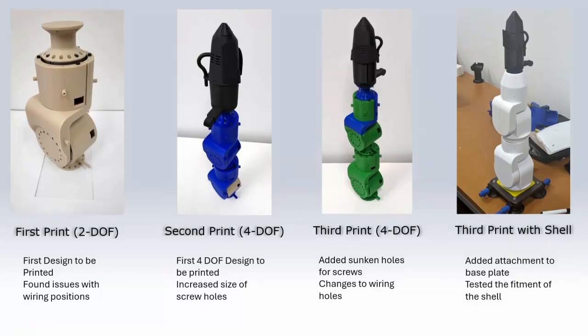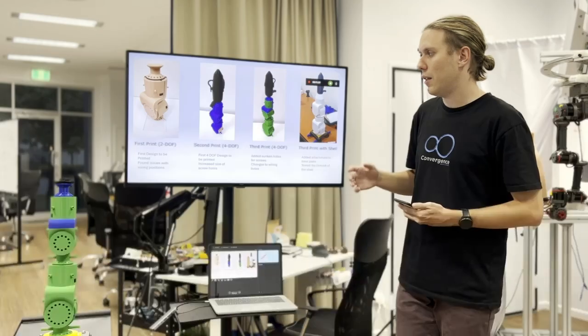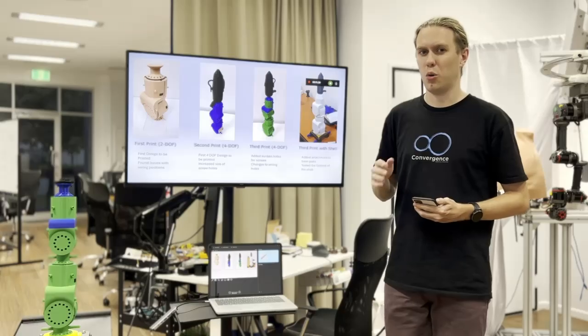So here's the design of the tests that I printed out. My first print was only of 2 degrees of freedom, because those are the only motors that I could find. The whole point of the test was to check whether my designs were correct and they fitted, and also to check that the engineering drawings provided by the manufacturer were correct, which I found out to be not true. The first design worked very well apart from the wiring positions. So you can see the holes there on the left. They were actually about 2 millimeters out according to the engineering drawings.